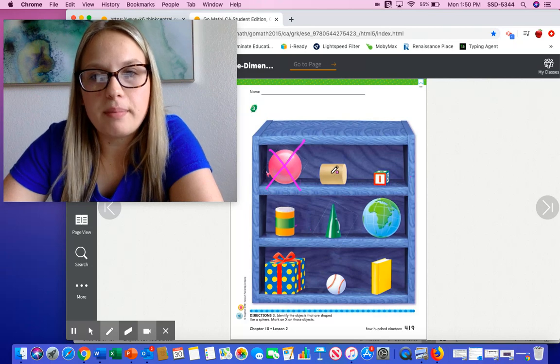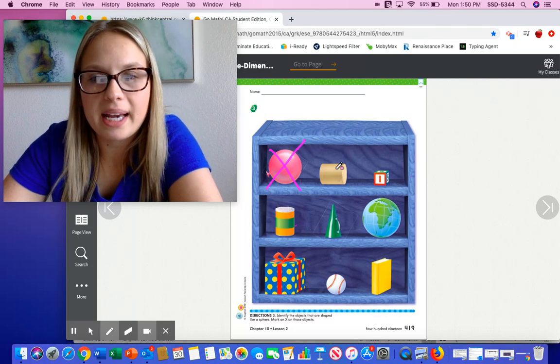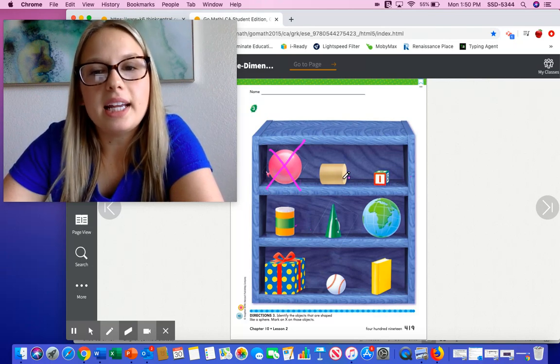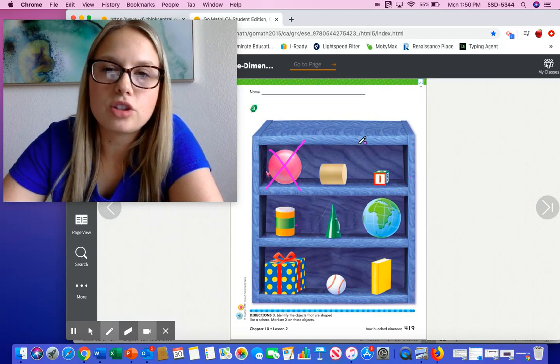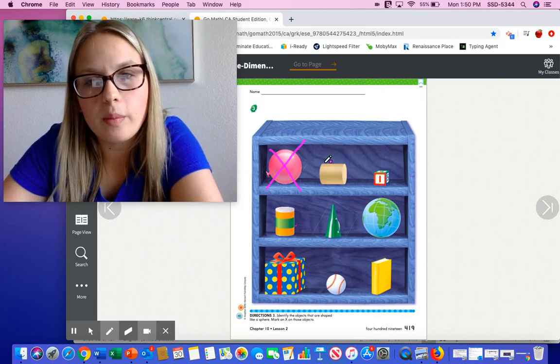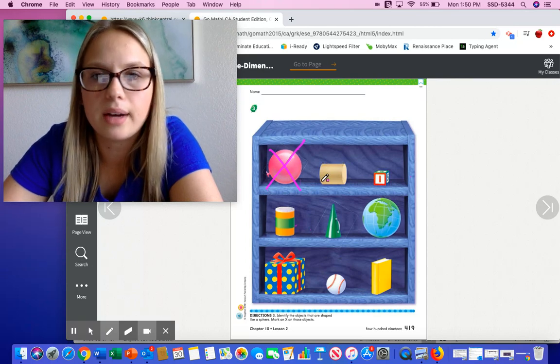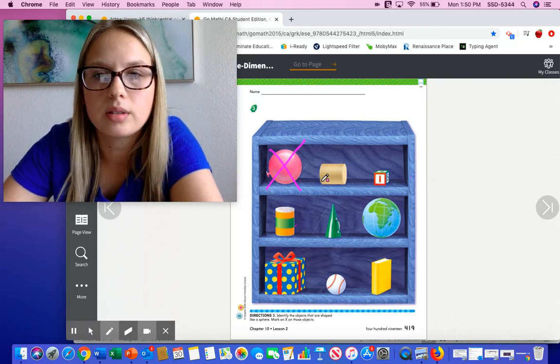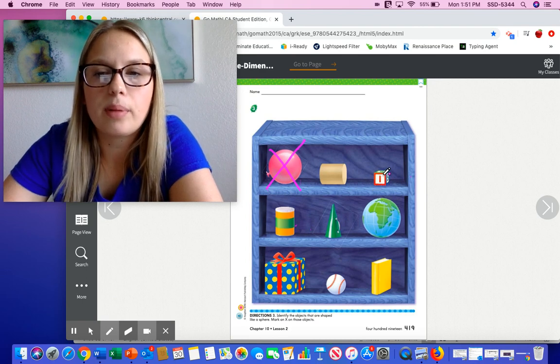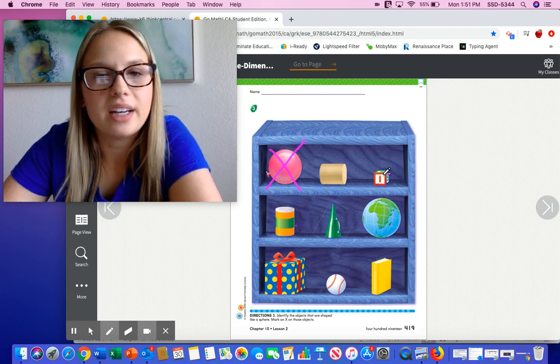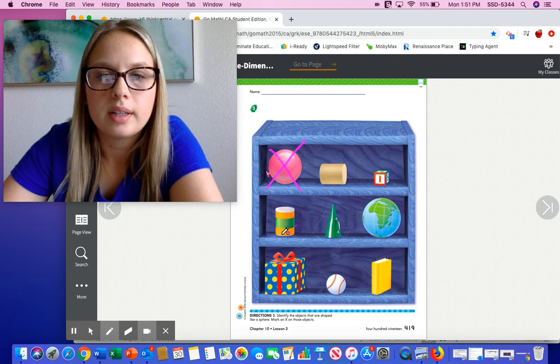What about this shape here? It looks like a can or something. Is that a sphere? Does it look like a circle? No, because it has flat sides right here, right? On the top, on the bottom. And we know a sphere is round. What about this little block? No, that's a cube. Let's go down to the second shelf.